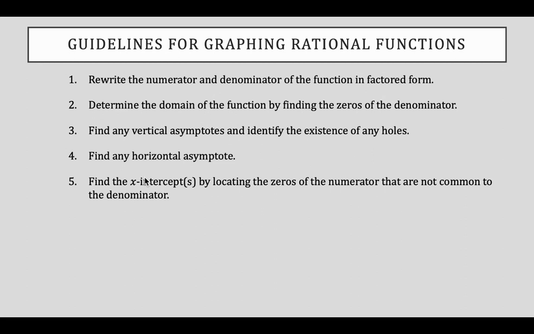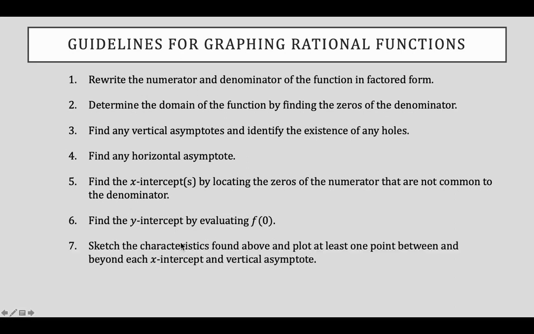Five, find the x-intercepts by locating the zeros of the numerator that are not common to the denominator. Remember that a fraction only equals 0 if the numerator is equal to 0. So cancel out those common factors and find the remaining zeros of the numerator. Those will be your x-intercepts. Six, find the y-intercept by evaluating f of 0. Y-intercepts are where the graph crosses the y-axis, and we know that x equals 0 there, so we plug in 0 into the function. What we get out will give us our y-intercept.